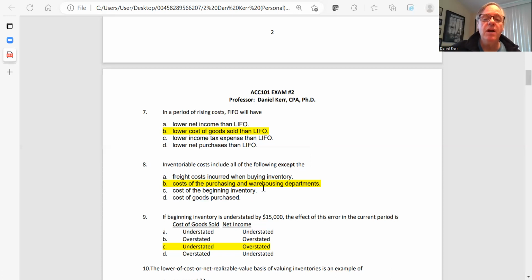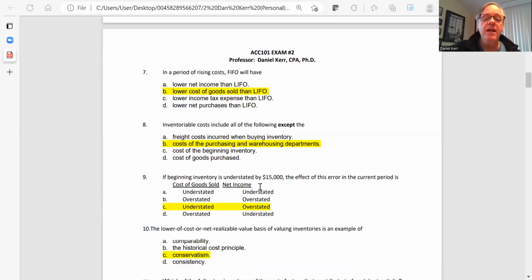Cost of purchasing and warehousing departments, those are more administrative costs. Those are not actually part of the inventory. Inventory costs will be all those things directly related to the purchase of the inventory, including freight costs. It wouldn't include the cost of operating purchasing departments and warehousing departments.